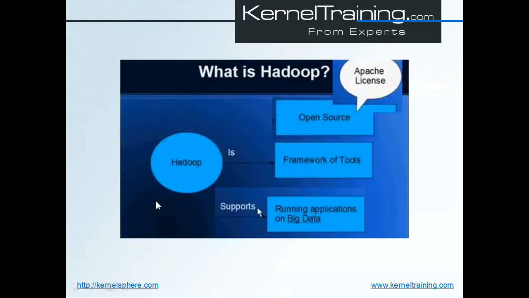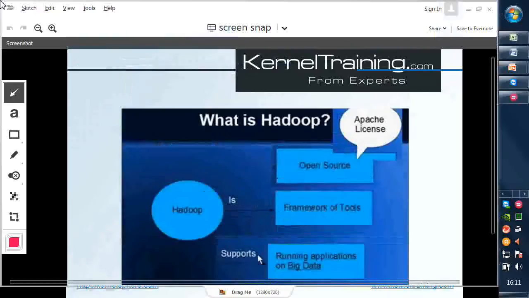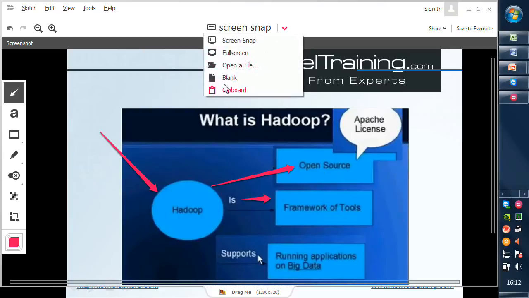Now, with that as a background of big data, let's try to understand what is Hadoop, guys. Okay, so let's go here. So Hadoop is a solution for big data, guys. Okay, and Hadoop is open source. That means it's free. It's Apache license, so in other words, it's free. It provides us a framework of tools, guys. Okay, let's try to understand what is a framework of tools.